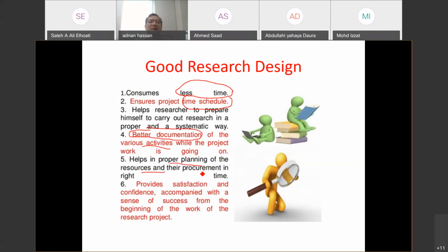Procurement time here is, for example, when you need to procure or purchase some materials and resources. Maybe your research requires buying some chemicals. When you have a proper design, you know when to buy, how much to buy, and so on. It provides satisfaction and confidence, especially confidence in your data collection.